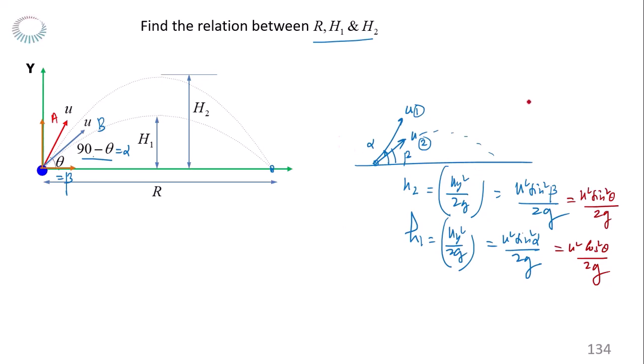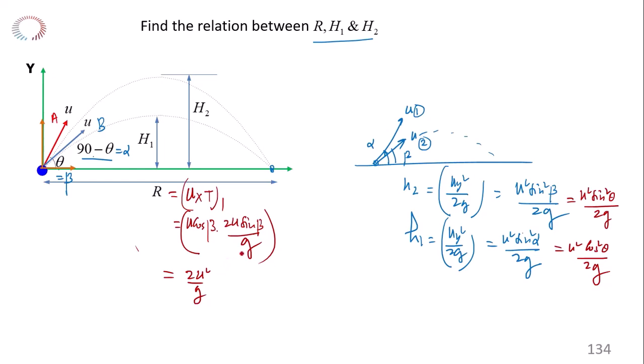Now the range remains the same. What is that range value? The range, with any particle I can calculate. Let us say for the first particle, I am saying Ux into capital T. What is Ux? Ux is basically u cos beta into T, which means 2u sin beta by g. If the particle is projected with an angle beta, then ultimately I can say 2u square by g into cos beta and sin beta. That is sin theta cos theta.